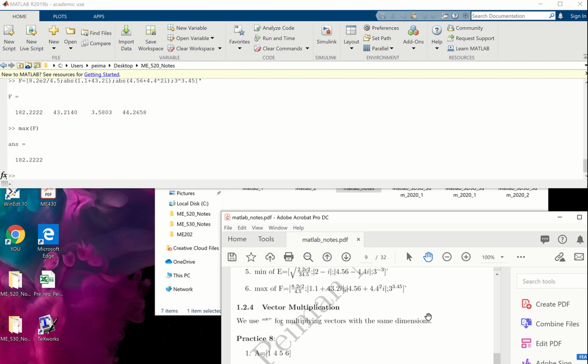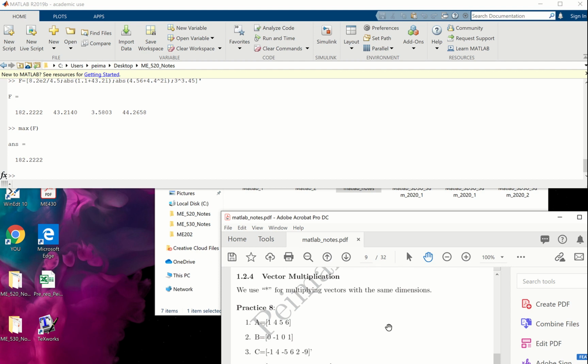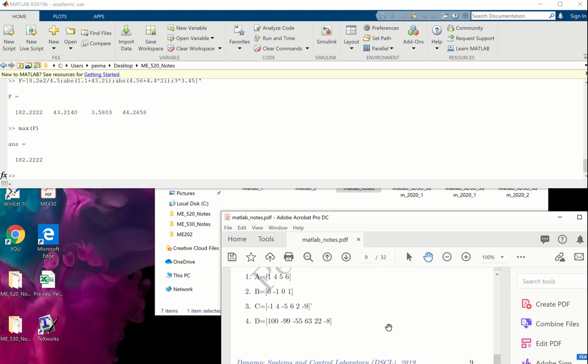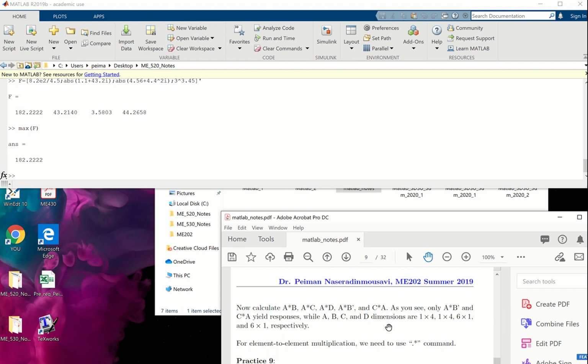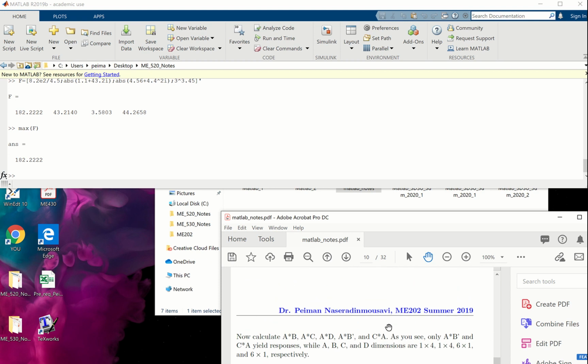So now vectors. If you want to multiply 2 or 3 or n vectors together, we use star for multiplying vectors with the same dimensions. So now look at practice 8. So these are the A, B, C, D. And now I'm calculating, first of all, let me go to here.